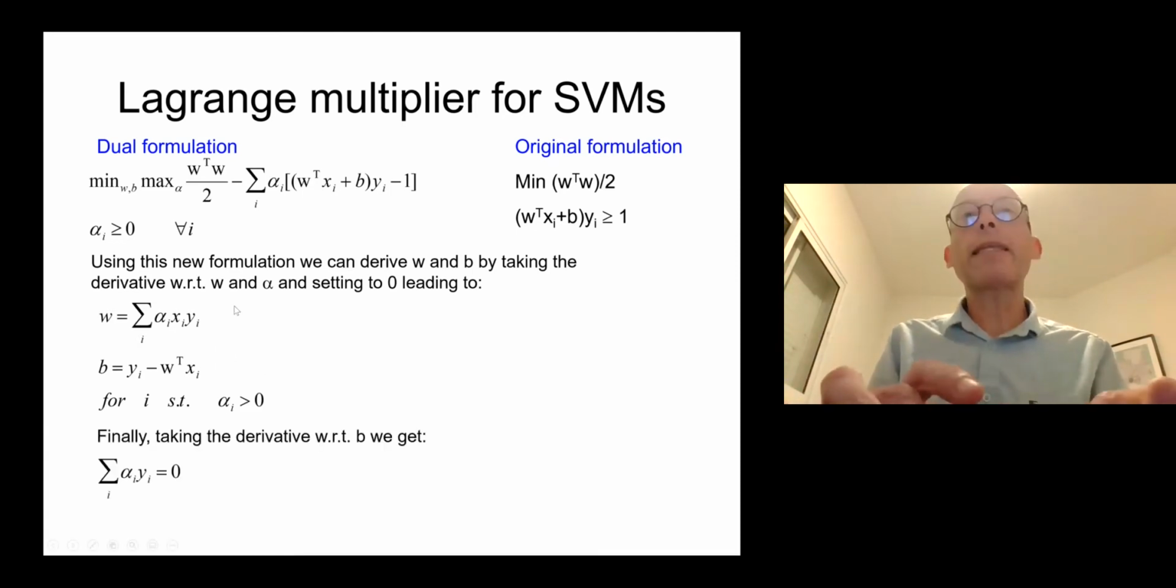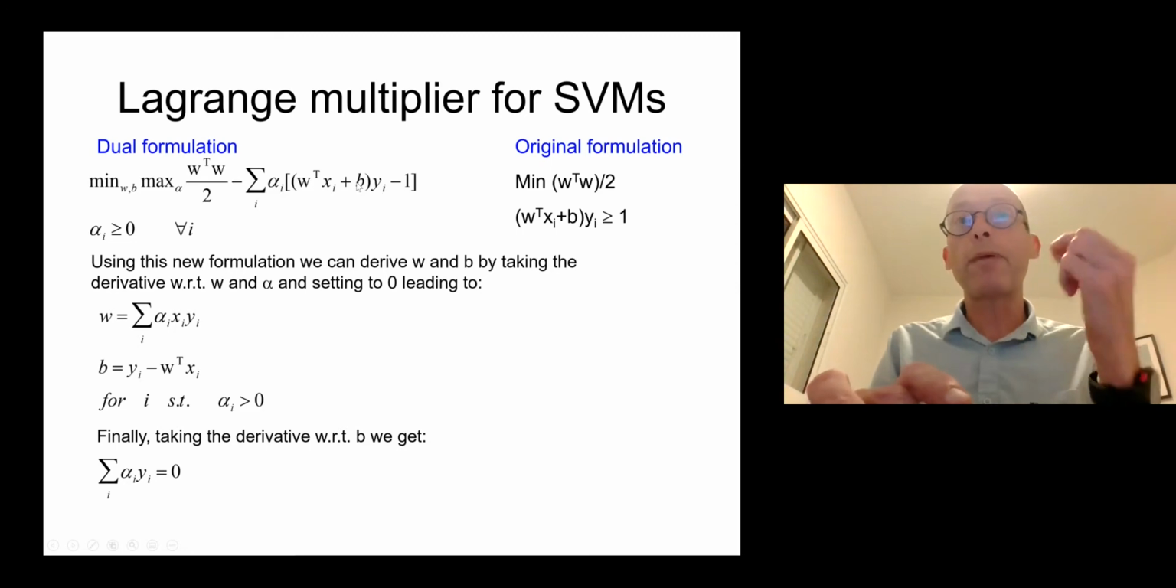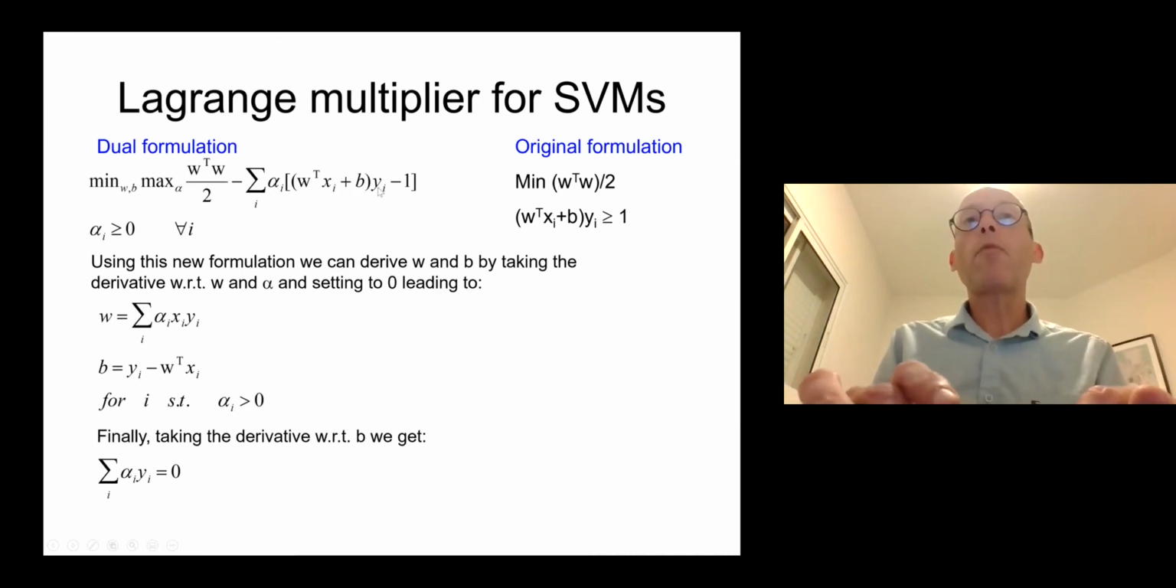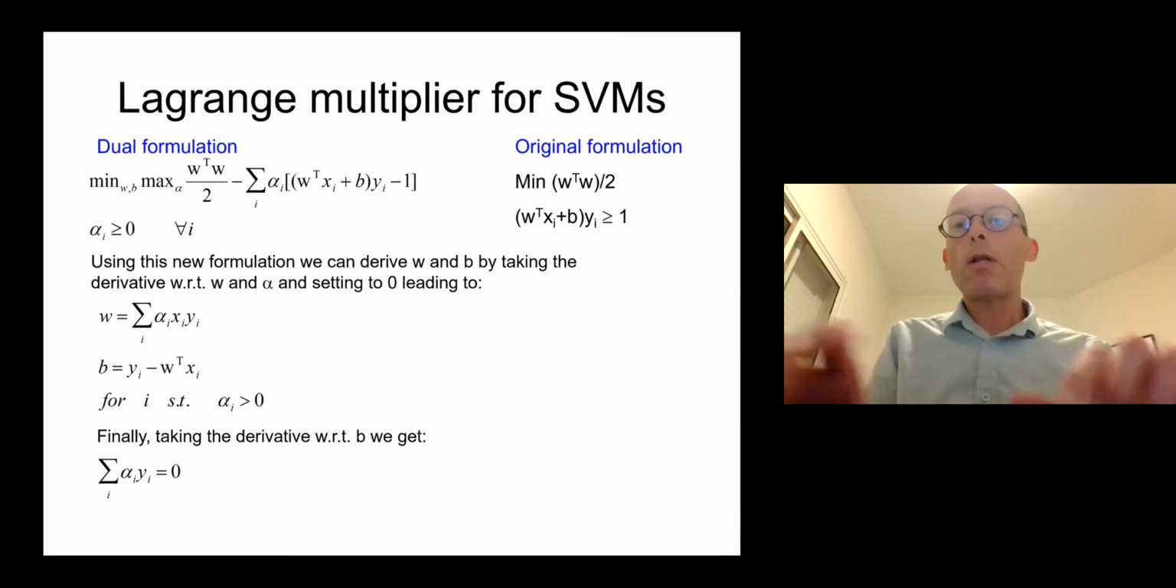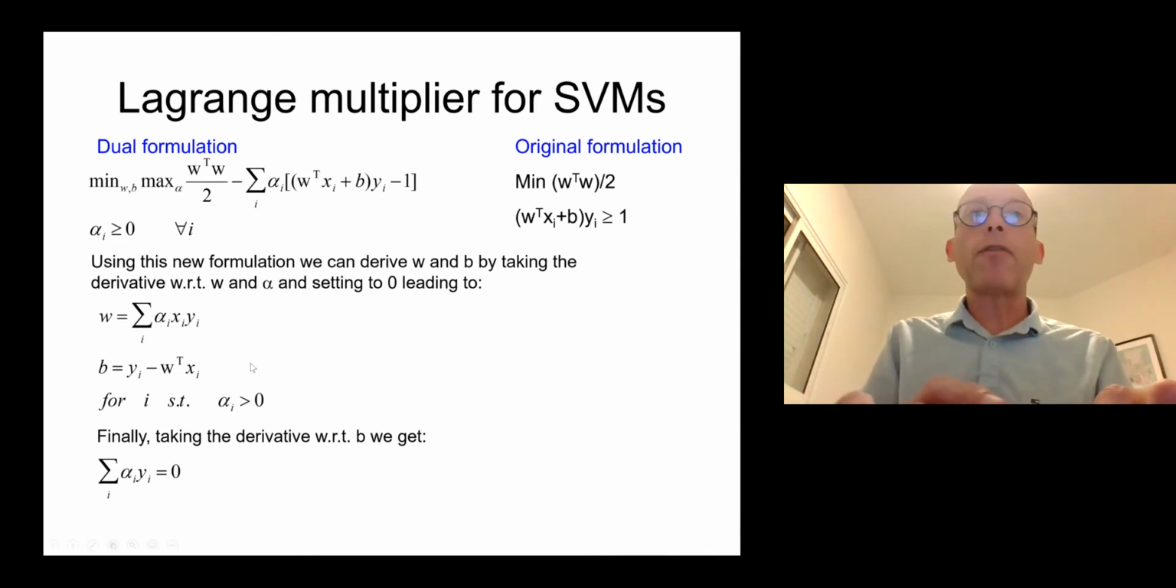Oh, sorry. If we take the derivative with respect to b, we get, oh yeah. So if you take the derivative with respect to b, you have basically the sum over i of alpha_i b y_i. If you just take b out, then it's the sum over i of alpha_i y_i. So you get the sum over i of alpha_i y_i equals 0, if you take the derivative with respect to b. Again, that's pretty simple to do.